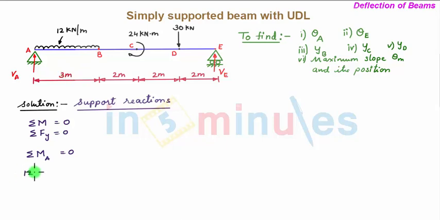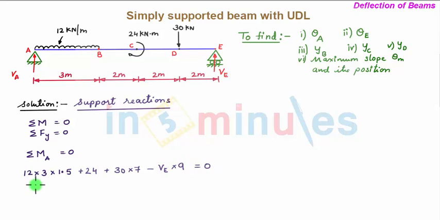So we have 12 into 3, which is the magnitude of force, and this UDL is acting at a distance of 1.5 meters, that is at the center, from point A. Then we have a clockwise moment or couple of 24 kN meter, so plus 24. Then we have a clockwise moment due to this downward vertical force 30 kN, which is acting at a distance of 3 plus 2 plus 2 is 7 meters, so we have plus 30 into 7. Then we have an anti-clockwise moment caused due to this vertical support reaction VE, which is upward, acting at a distance of the whole span of the beam, which is 9 meters. So we have minus VE into 9, and this whole is equal to 0.